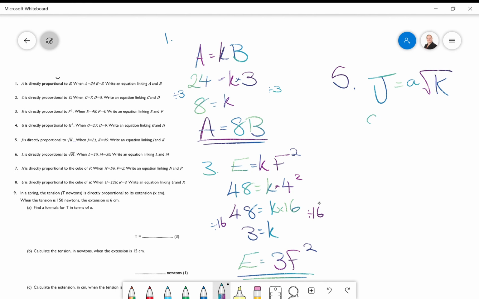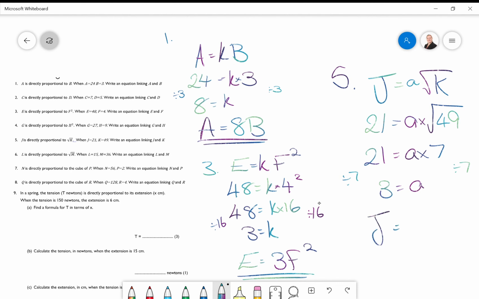So when J is 21, that's equal to a times by the square root of K, which is 49. We should know the square root of 49 is 7. So that's a times 7. To get rid of a times by 7, I divide both sides by 7. 21 divided by 7 is 3. So that's what a is equal to. So that means that J is equal to 3 times the square root of K. And that's the relationship. I'll see if you can do the rest.